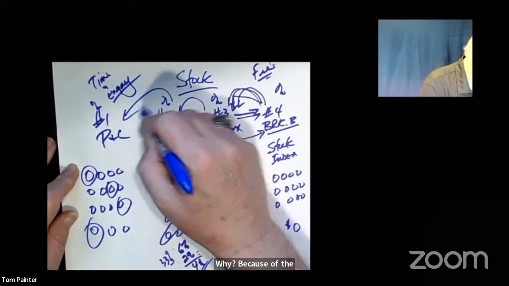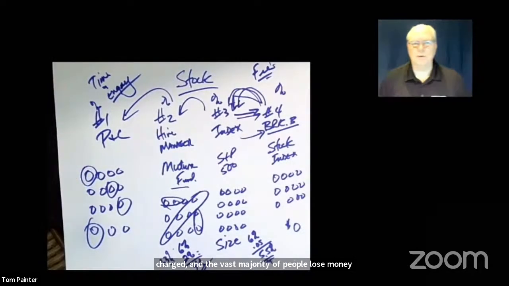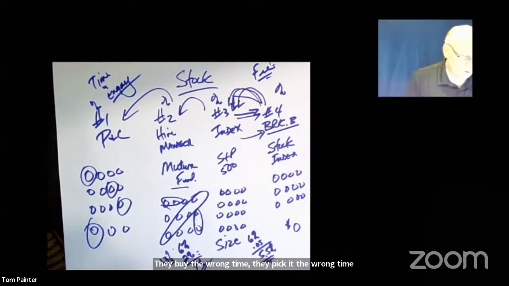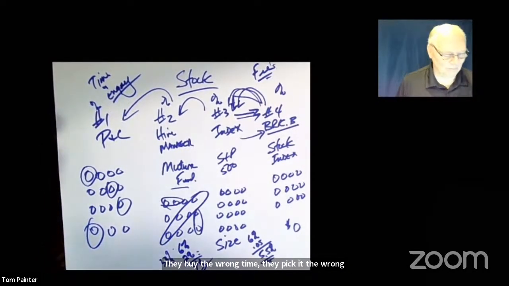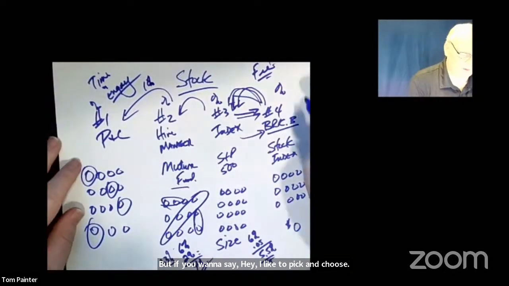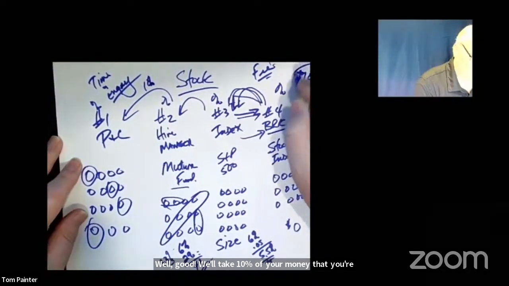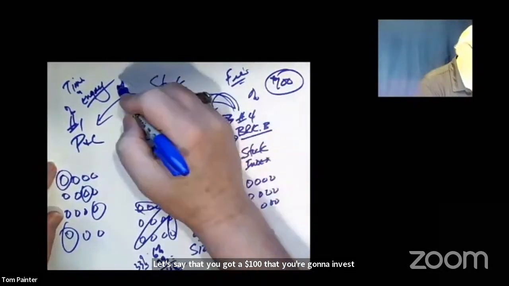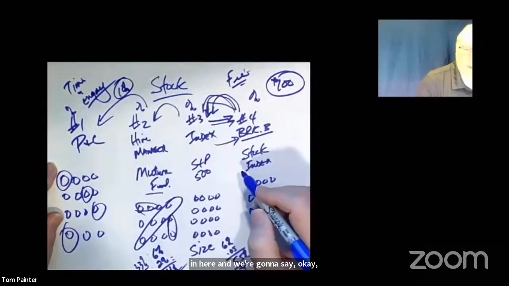And the vast majority of people lose money when they pick and choose. They buy at the wrong time, they pick at the wrong time. But if you want to say, hey, I like to pick and choose, well, good. We'll take 10% of your money that you're investing. Let's say that you've got $100 that you're going to invest in here. And we're going to say, okay, of that $100, I'm going to take 10% of it. I'm going to put it there.